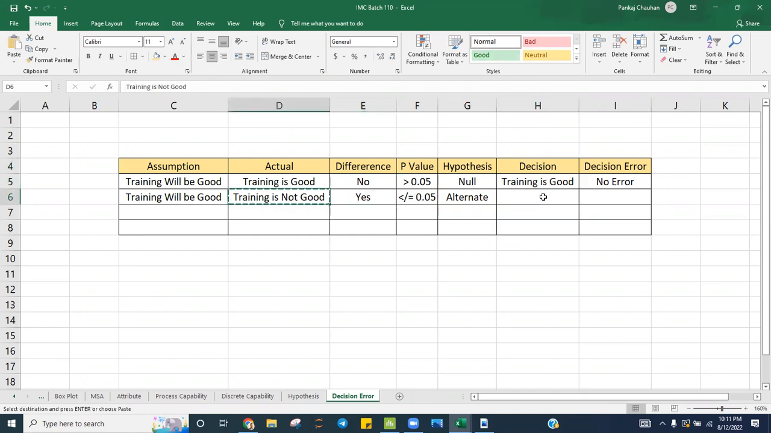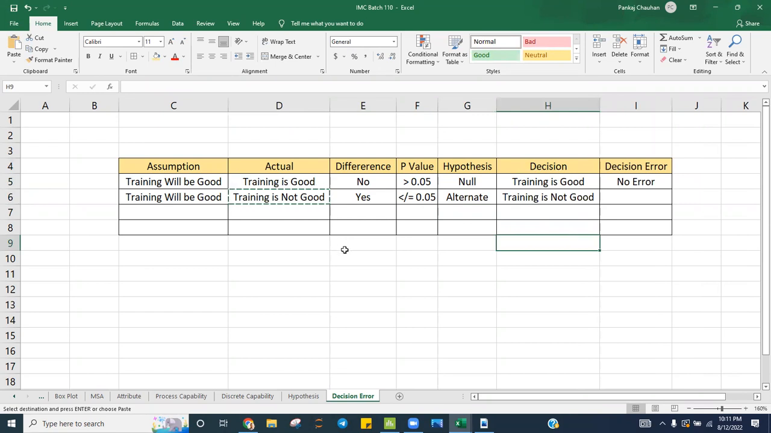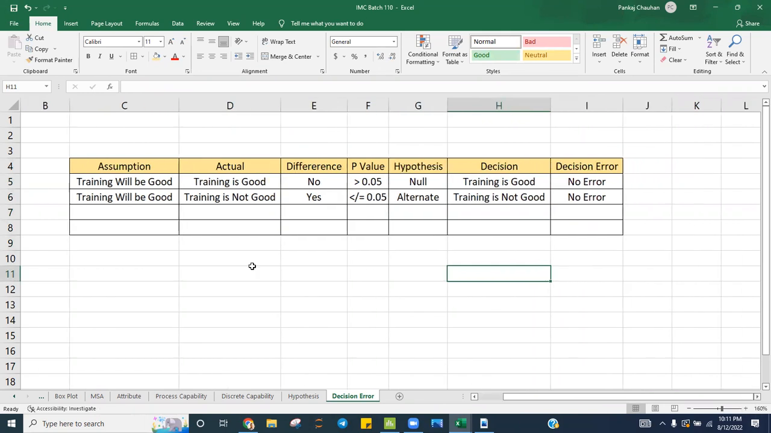Now I ask you for the feedback, and you are giving me feedback that training is not good. Are you making a right decision? When actually training is not good, and you are giving me the feedback that training is not good, are you making a right practical decision? Yes. So there is no decision error. Perfect. Now let's understand the situation when you will make a decision error and what we call this.